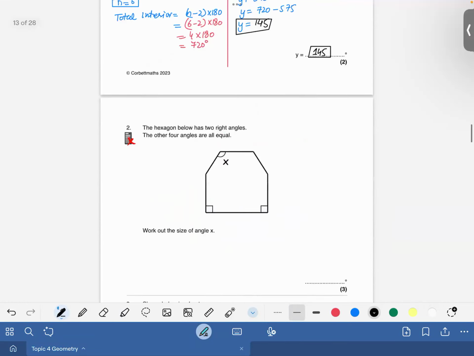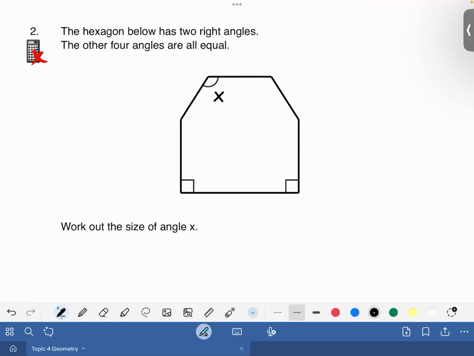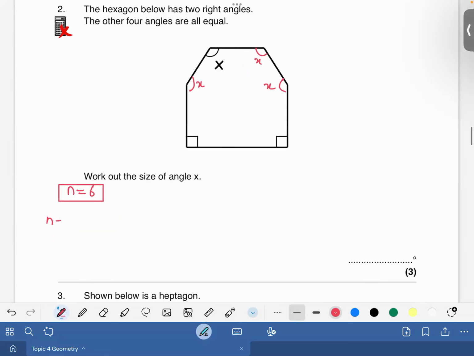Okay, proceeding. The hexagon below has 2 right angle triangles and the other 4 angles are equal. So Hadi, can I say that all of the other angles also equal x? Yes, sir. Hadi, can you please tell me the total number of sides? 6, sir. Okay, n is equal to 6. We just realized that we use the formula n minus 2 multiplied by 180 to find the total. Agree? We just did it, so I'm just going with the flow.